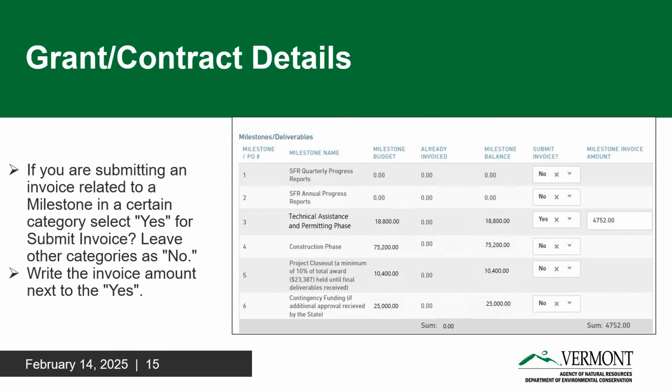If you are submitting an invoice that is related to a milestone in a certain category, select Yes for Submit Invoice and leave the other categories as No in the Milestone Deliverables table. In our example, the invoice is for the digging of test pits, conducting a land survey, and performing a site assessment, which fall under the technical assistance and permitting phase of the agreement that we are working in. The amount for this invoice will be listed under technical assistance and permitting phase, and we should check Yes to submit an invoice for this category on this portion of the ANR Online form. Write the invoice amount next to those milestones you are assigning invoices to for payment.